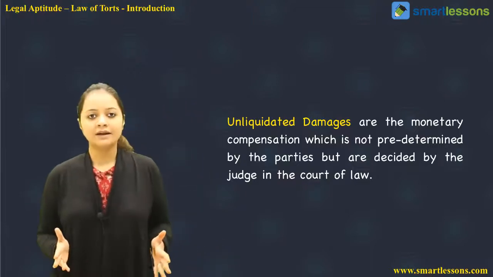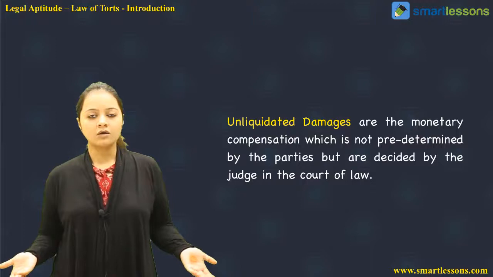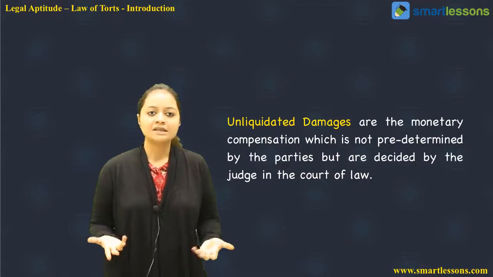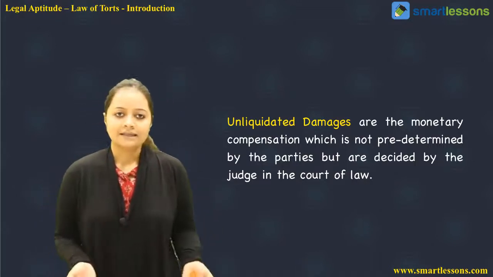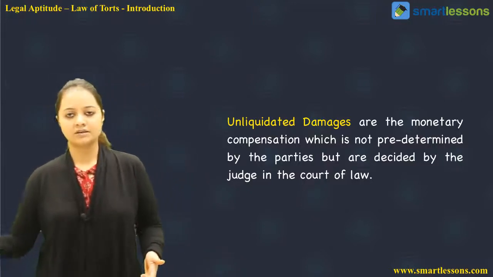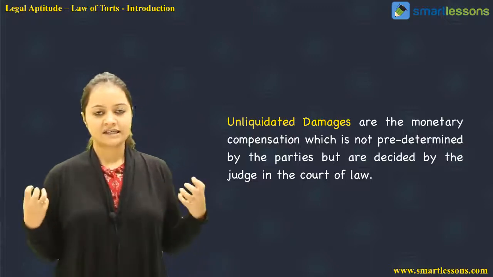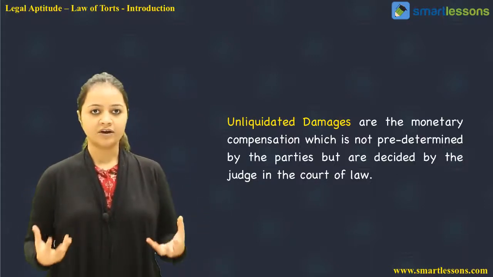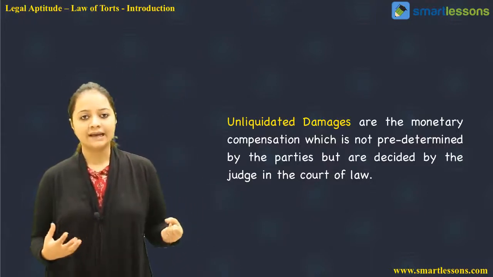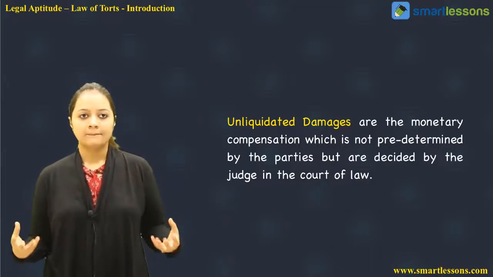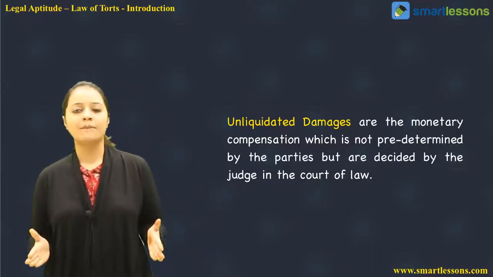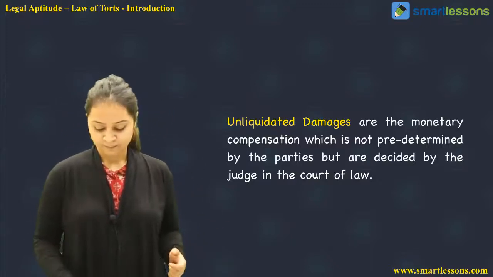But what happens in case of unliquidated damages? Nobody knows what wrong will take place and when the wrong will take place, and so the damage is not predetermined by the parties but is decided by the judge in the court of law. And then whom do we approach? We go to the civil court. The judge will take the scenario of the whole situation, will ascertain what kind of wrong has taken place, and knowing these facts, the judge would be able to decide what compensation or what damages have to be awarded. So they are unliquidated damages because no amount of money is fixed in these damages.